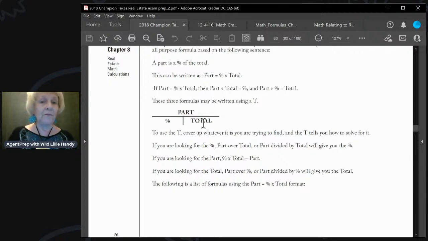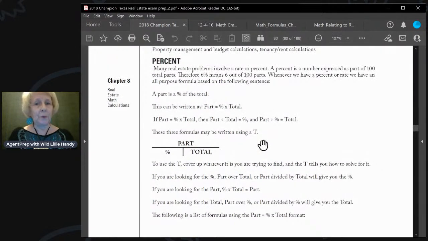You're looking for the total? You're going to do total equals part divided by percentage. Okay? If you're looking for the percentage, part divided by the total. So this is very important. This one formula, okay, is extremely important for a lot of the national questions that you're going to deal with.